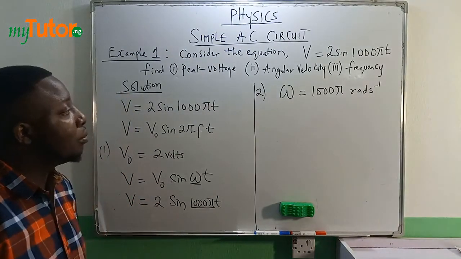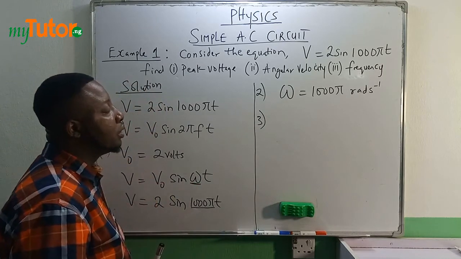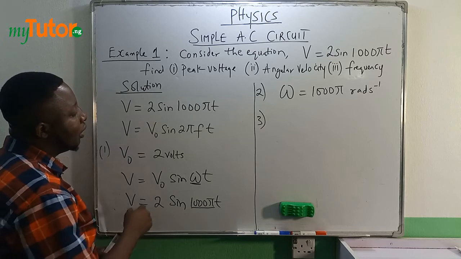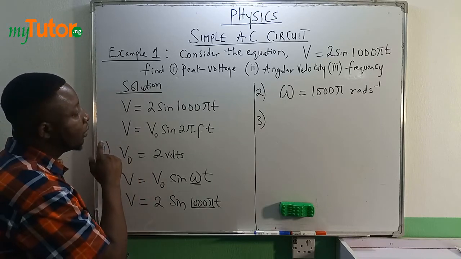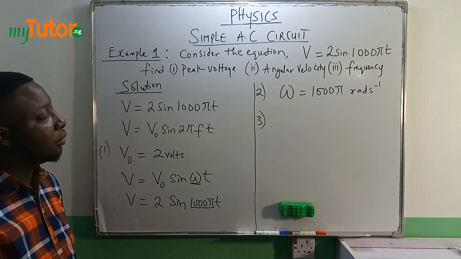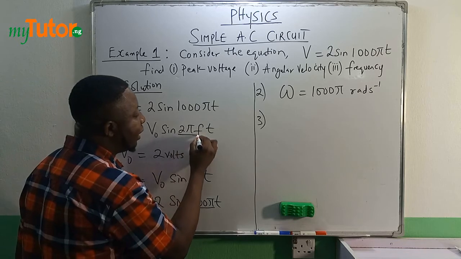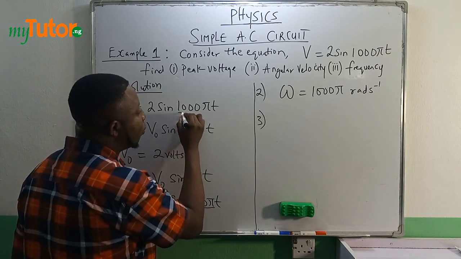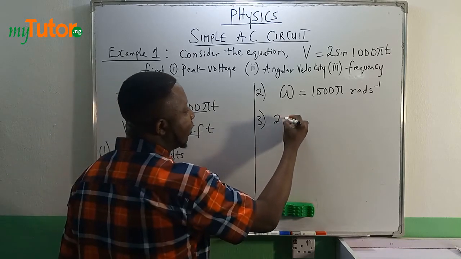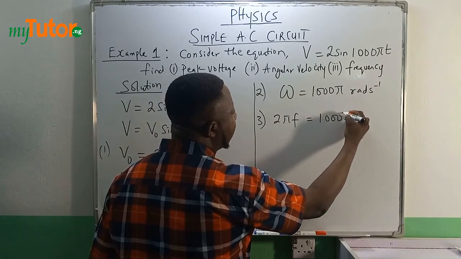Now, to solve question number 3. Question number 3 says that we should find the frequency. So to find the frequency, we'll go back to our first equation. We'll use the first equation that we wrote out to find the frequency. By comparing the two of them, we can see that our 2 pi f is equal to 1000 pi. So writing it out, 2 pi f is equal to 1000 pi.